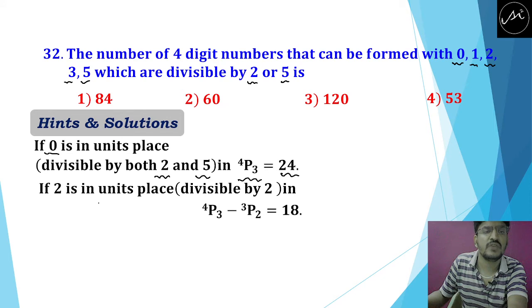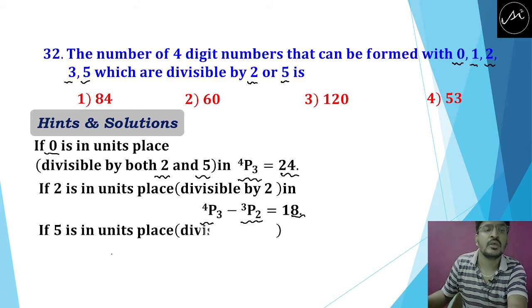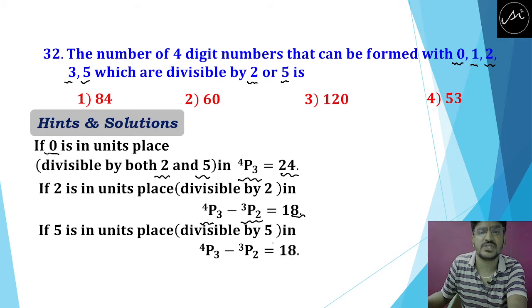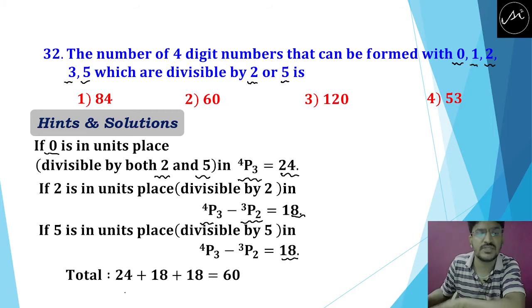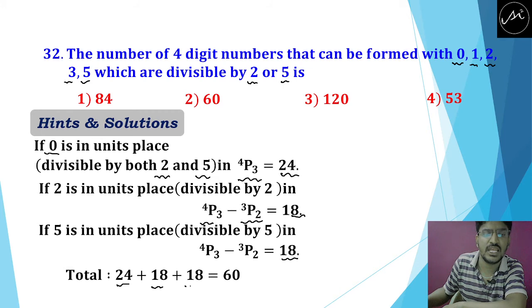Next, if 2 is in the units place, it is divisible by 2. So 4P3 minus 3P2 you have to do. 4P3 minus 3P2. So that is 18. If 5 is in the units place, it is divisible by 5, so 4P3 minus 3P2. Again this is 18. Now the total number of cases will be 24 plus 18 plus 18, that is 60.